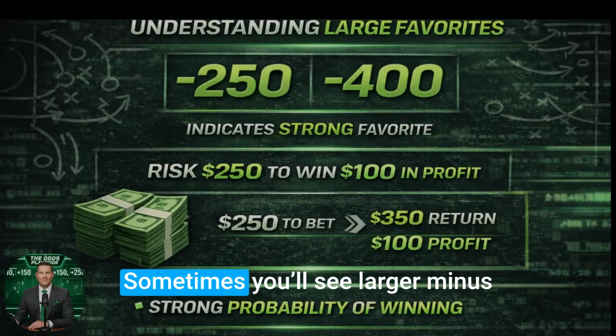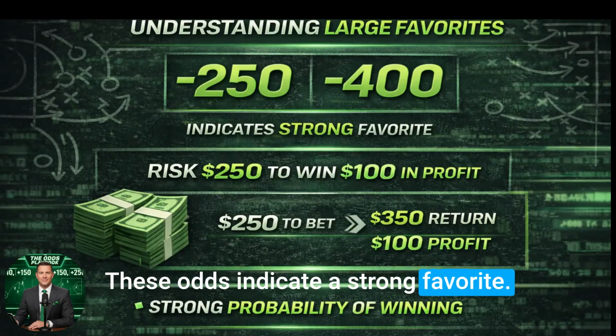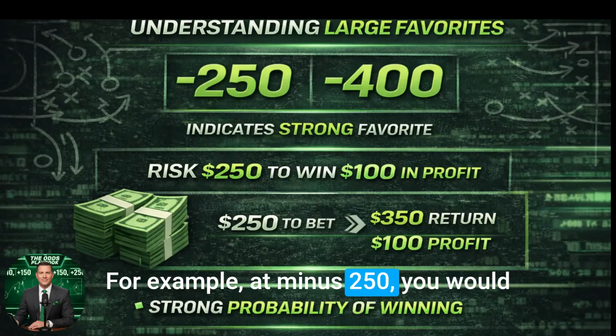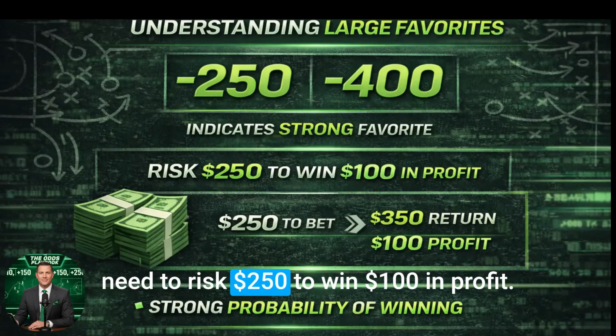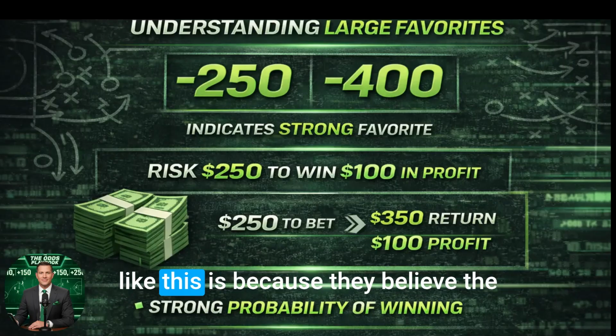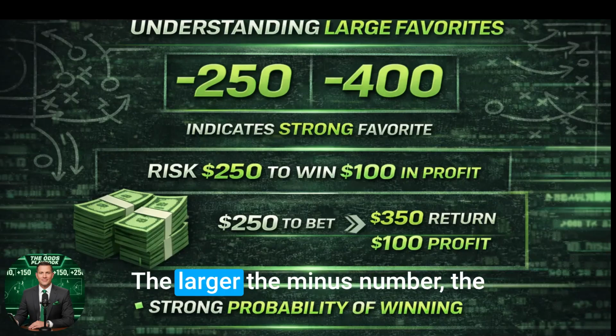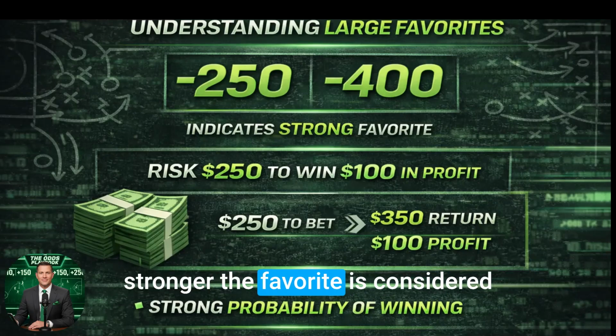Sometimes you'll see larger minus numbers like minus 250 or even minus 400. These odds indicate a strong favorite. For example, at minus 250, you would need to risk $250 to win $100 in profit. The reason sportsbooks price favorites like this is because they believe the team has a higher probability of winning. The larger the minus number, the stronger the favorite is considered.